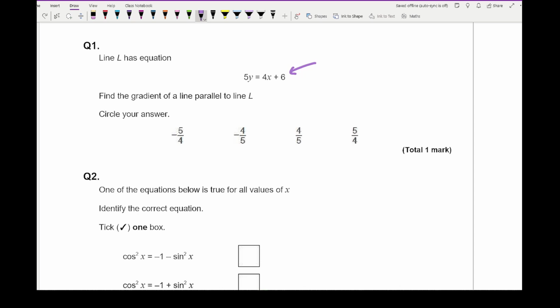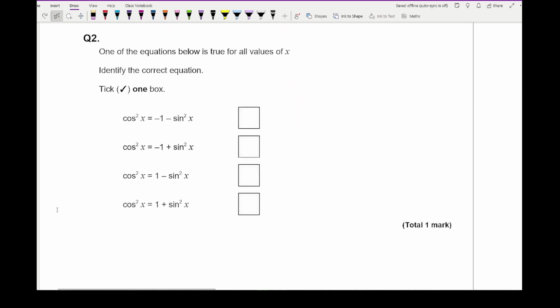So for this we need to get y by itself, we need to divide everything by 5. So that's going to leave me with y equals 4 over 5 x plus 6 over 5. And then working out the gradient value, which is 4/5, I just need to circle the right answer, which is our third option.